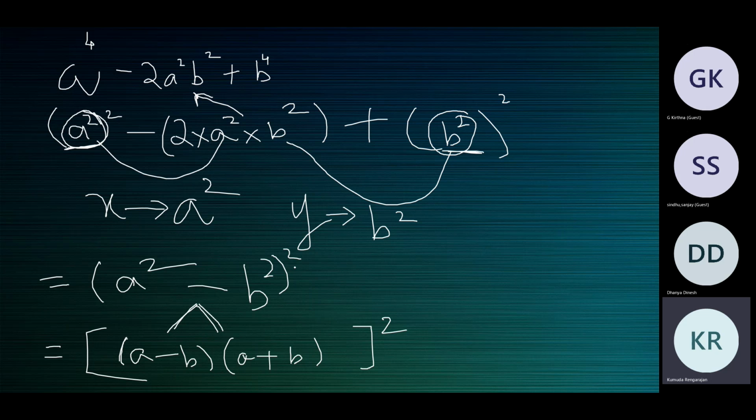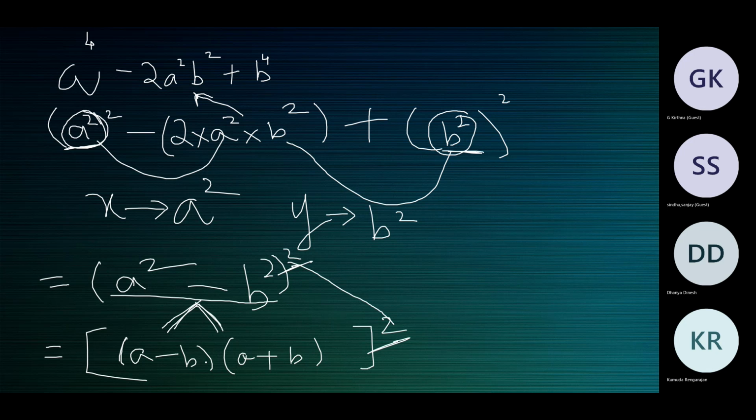This whole square is out here as it is. Inside the bracket, we have a squared minus b squared, which can be written as a minus b into a plus b. The square as it is. a squared minus b squared is a plus b into a minus b. So now it's like xy the whole square. What is xy the whole square? x squared y squared.